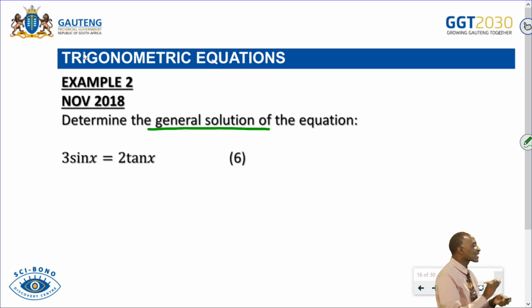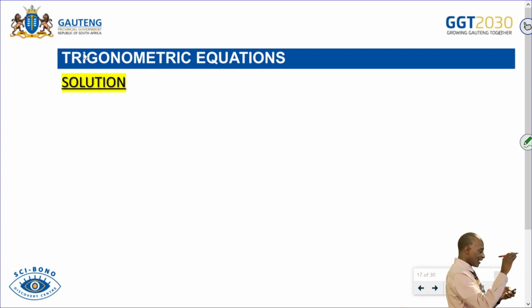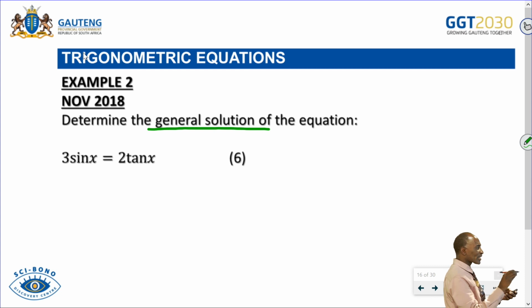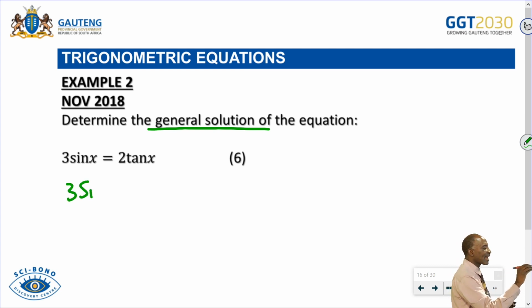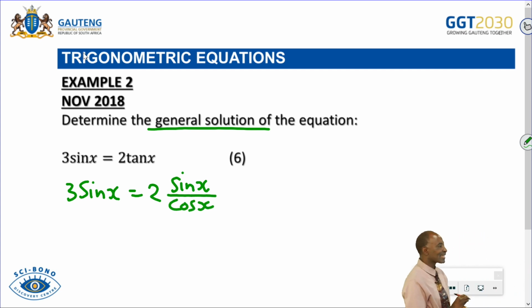We have two functions in one equation. It would be very difficult for us to isolate either tan or x because they will block each other. So let's not forget our quotient identity. We are going to say 3 sine x equals twice sine x divided by cos x, if you still remember the quotient identity.